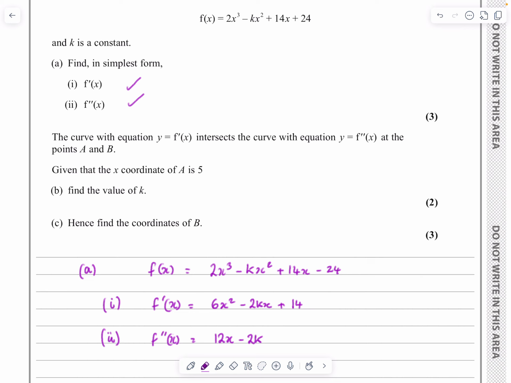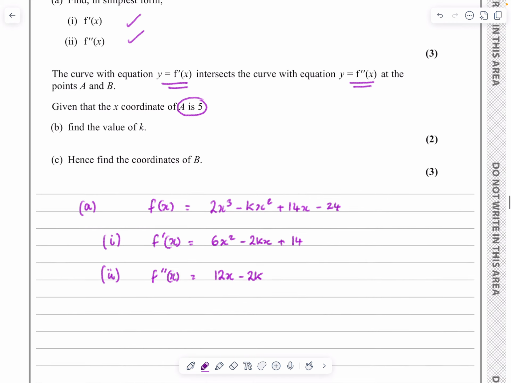It then says the curve with the equation y = f'(x) intersects with the curve with the equation y = f''(x). What that means is I'll put those two things equal to each other. It tells me they intersect at points A and B, but it tells me that the x part of the solution for A will be a equals 5.